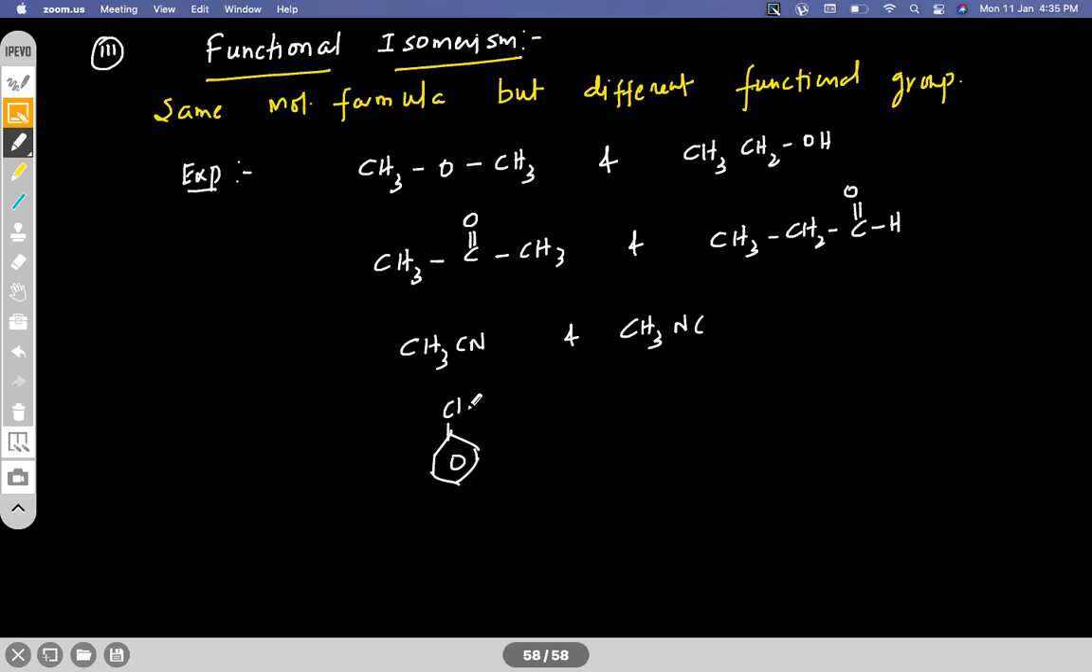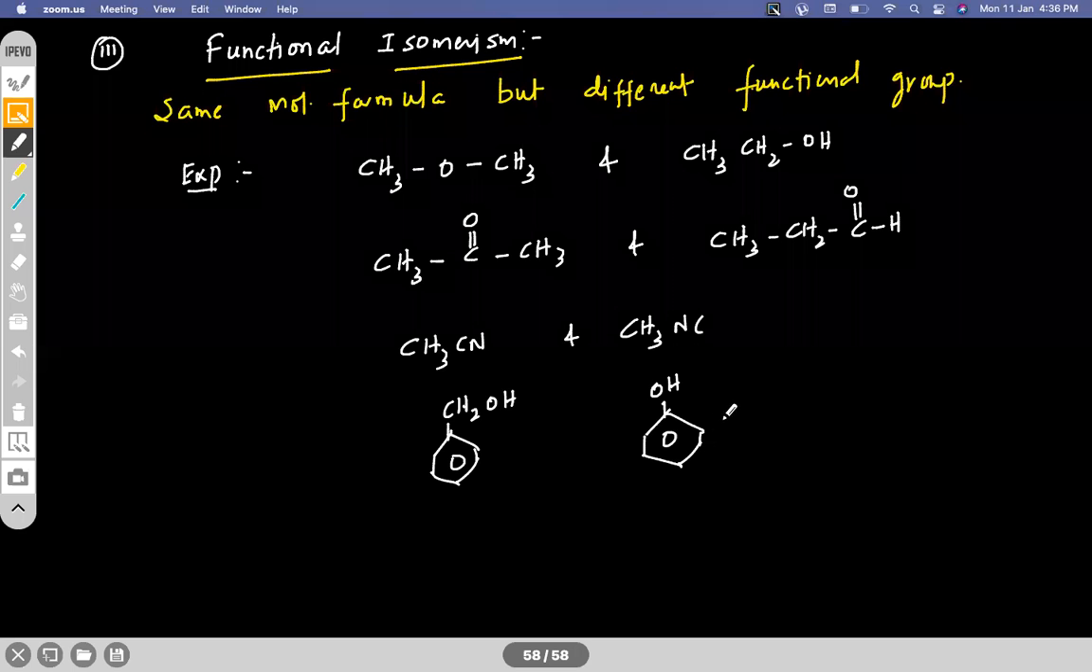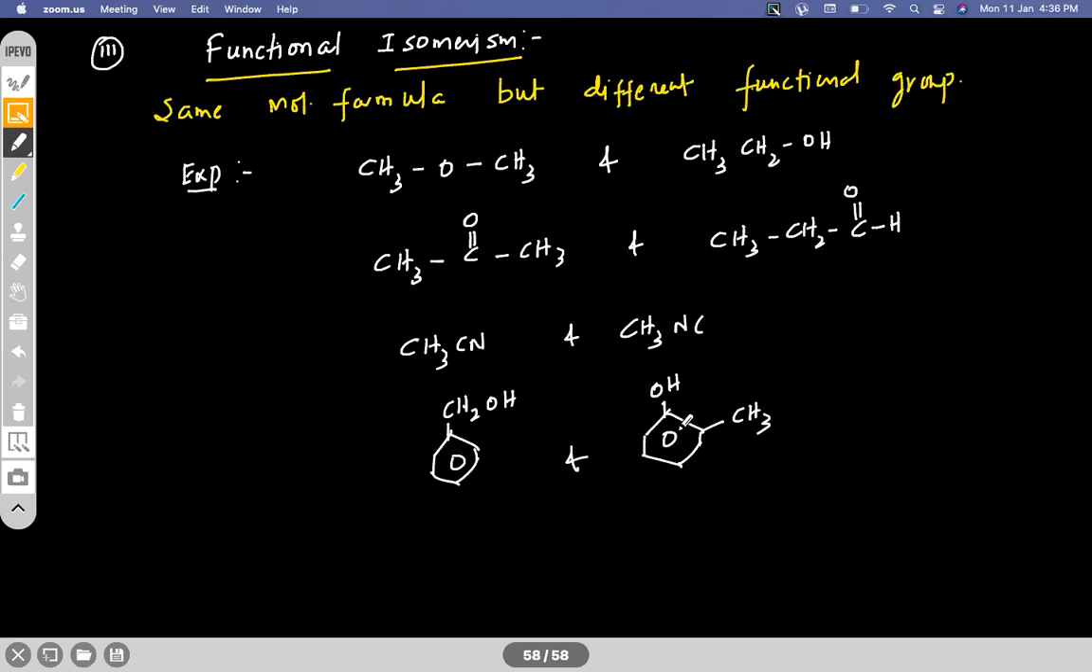Okay. If you take this example, it is aliphatic alcohol, CH2OH. But if OH is directly attached to the ring, it is aromatic alcohol. It is a derivative of phenol. This is also functional isomers. Okay, copy this down.